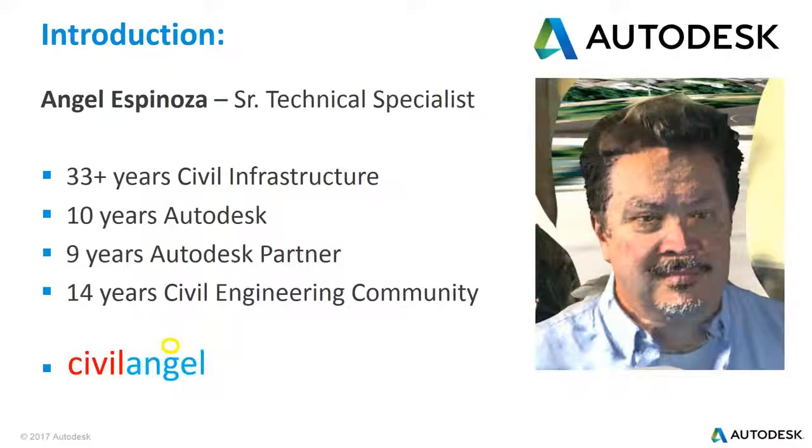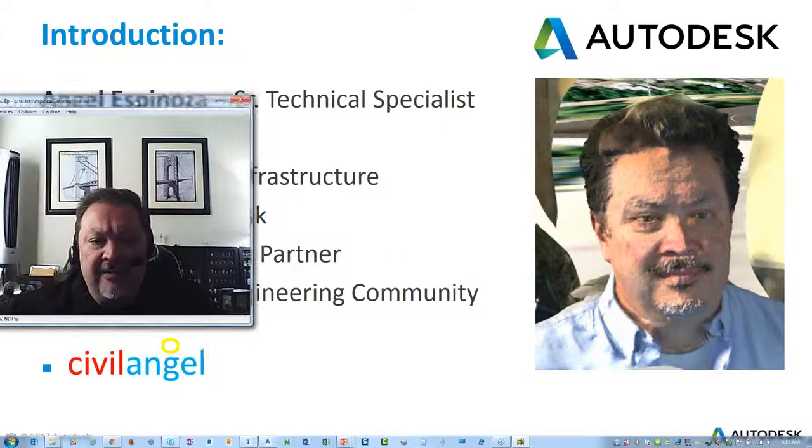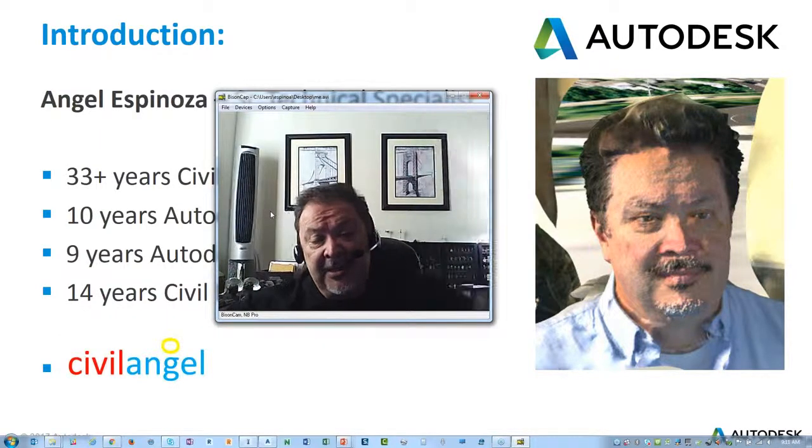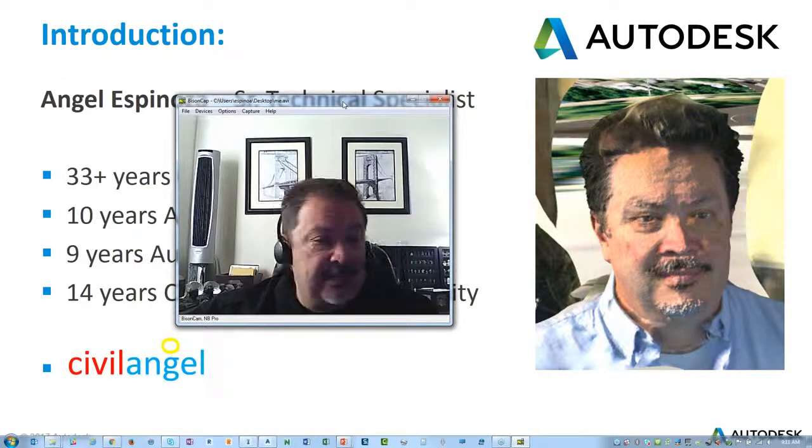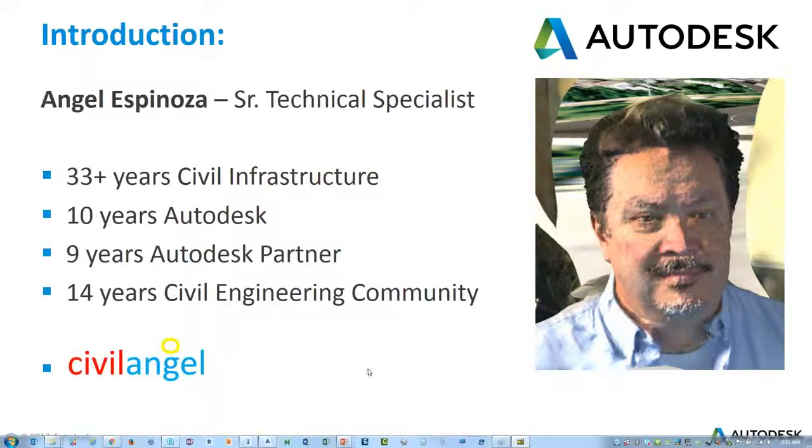So my name, as mentioned, is Angel Espinoza. I'm a senior technical specialist. Just briefly about me, I've been in the civil engineering community about 33 years, my last 10 here with Autodesk. Prior to that, I was with an Autodesk partner for 9, worked in the civil engineering community for 14, and currently in the social media space, I often use now Civil Angel. At one time it was Civil 3D Angel. That is a ReCap model of me. This is actually me. You may be able to see me sitting here in my office.